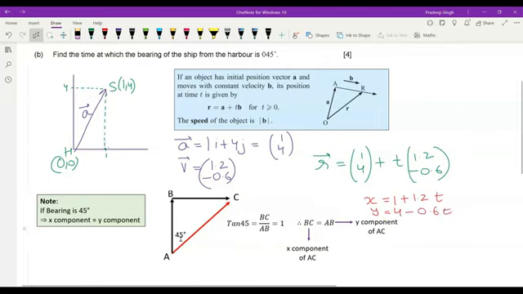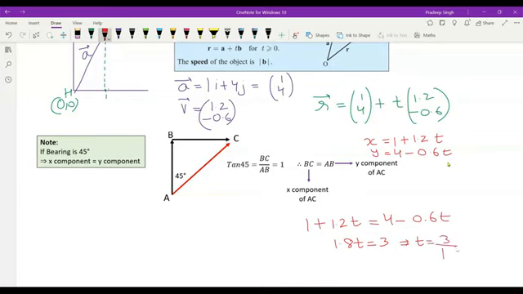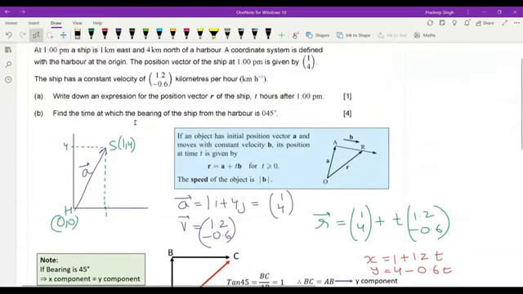If the angle is 45 degrees, which is the case here, we will equate the x and y components. So let's do that. The x component, let's equate that with the y component. If we simplify this expression, we'll get 1.8t equals 3. This implies t will be 3 upon 1.8. Let's simplify this. So we'll get 10 upon 6, or 5 by 3. So 5 by 3 hours is the time after which the bearing of the ship is 45 degrees.